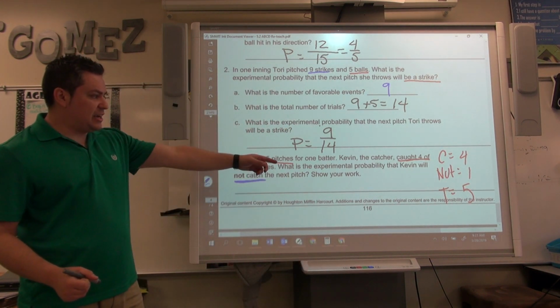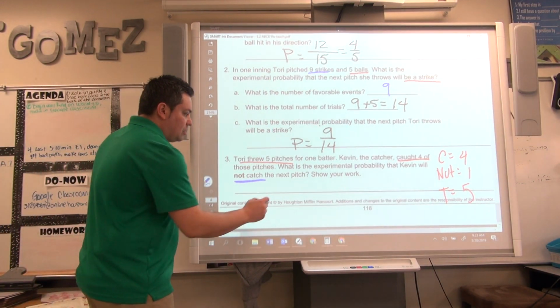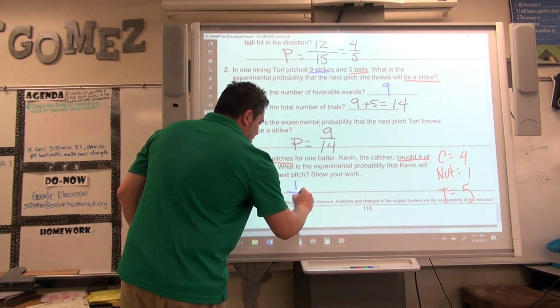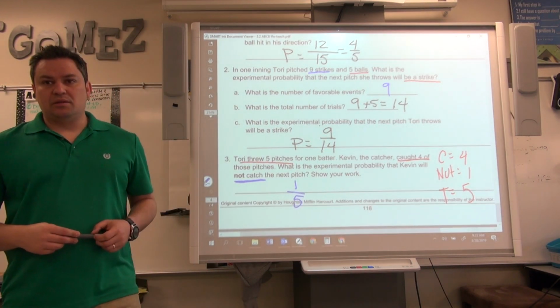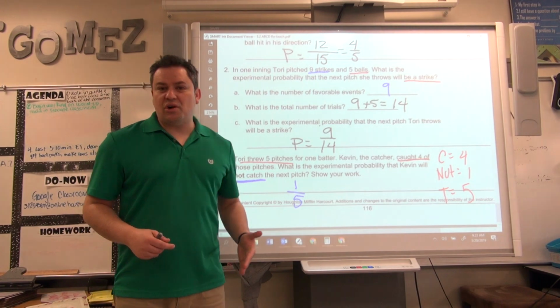So what is the probability that he will not catch the next pitch? How many times didn't he get it? 1. How many times did he throw the ball? 5. So it's 1 out of 5, 1/5. Any questions on this, guys? Again, part over total, nothing new.